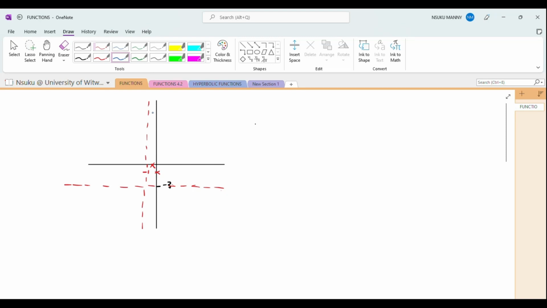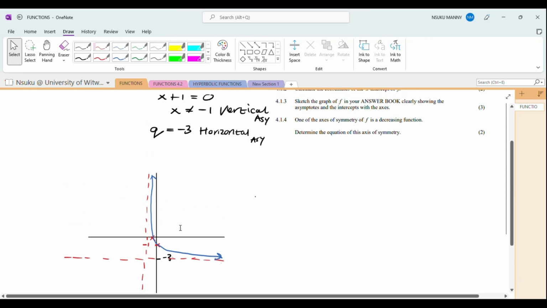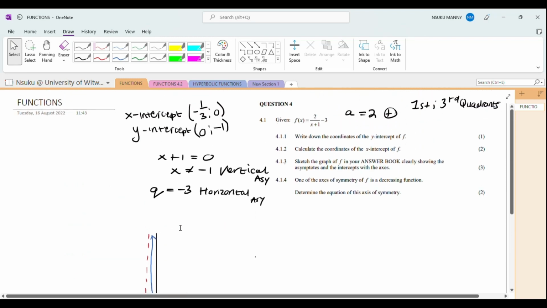Now when we sketch our graph, let me also use a different color. When we sketch our graph on this quadrant, it's going to start all the way from here, going down, never touching that red line. So that will be our first graph.